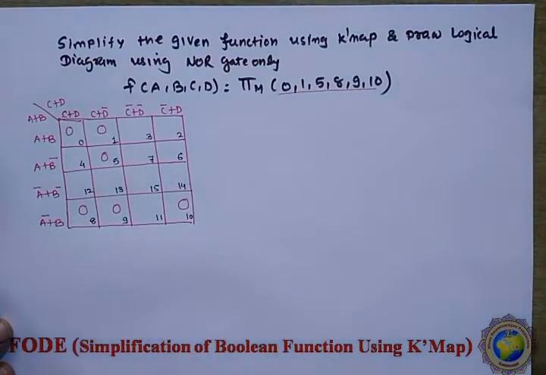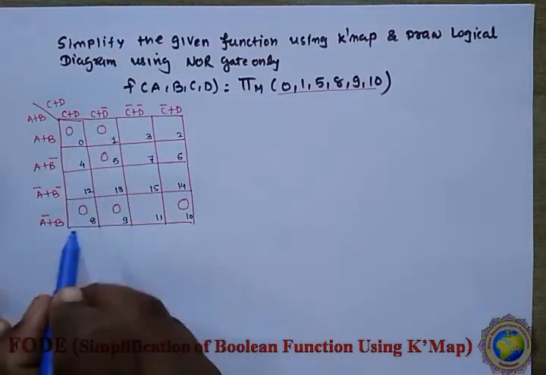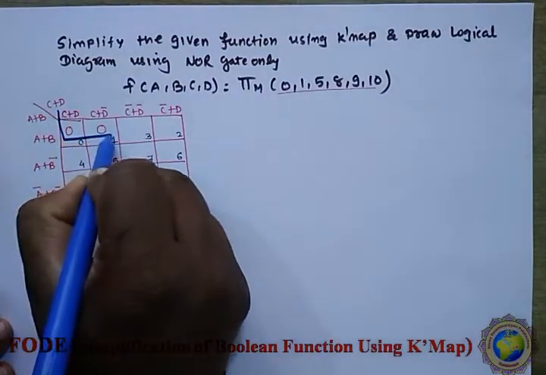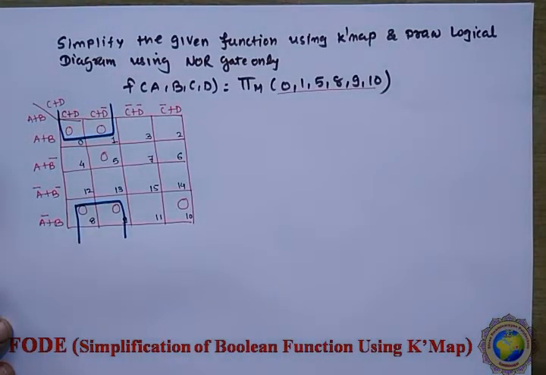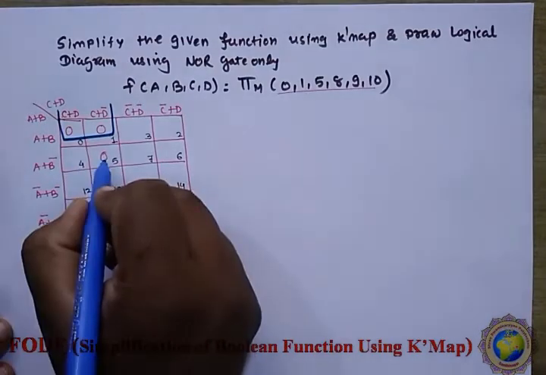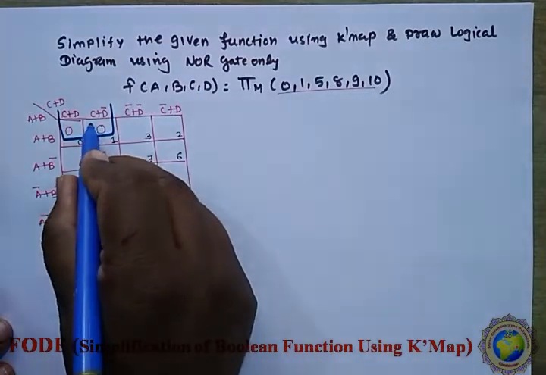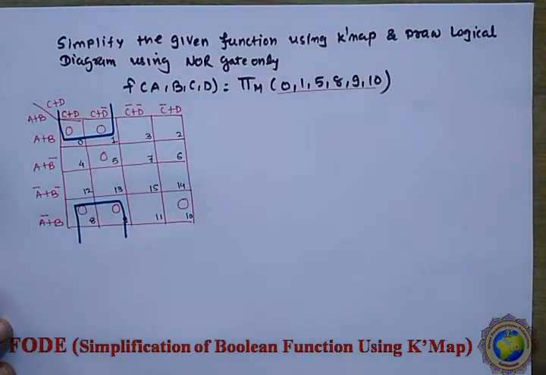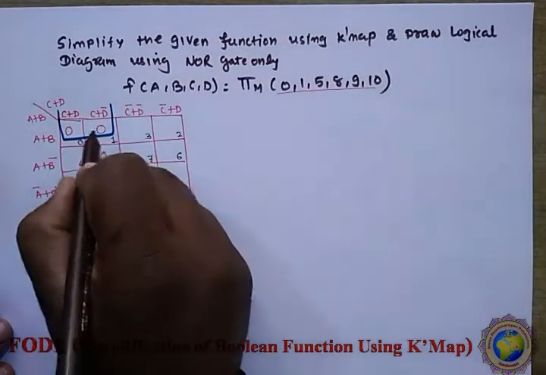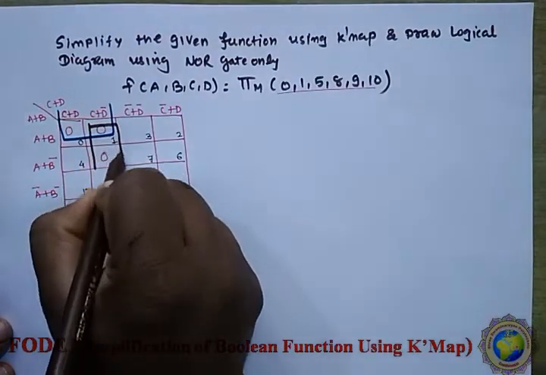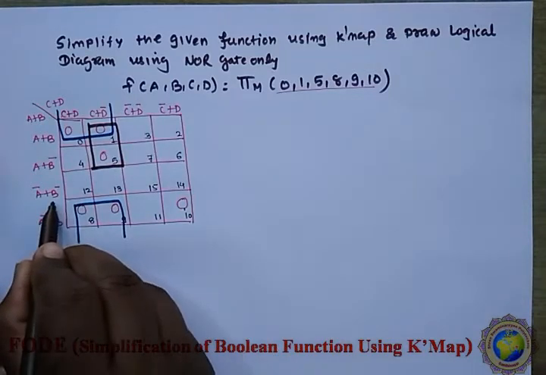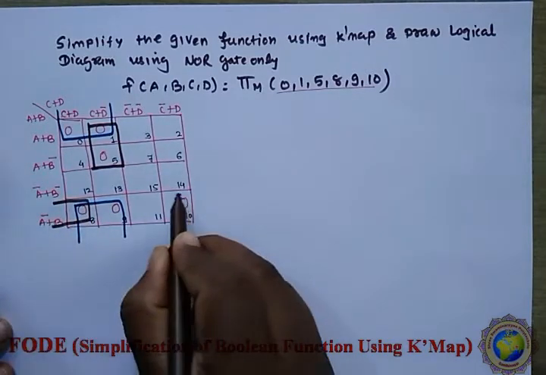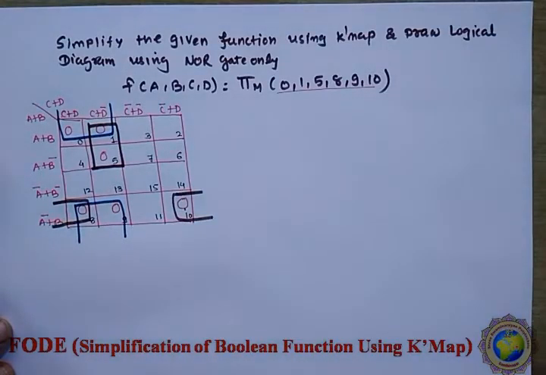Now try to make groups. Now see here, this is 0 0 and this is 0, so we can make the quad. This is known as the rolling of the map. Now this 0 remains, the adjacent has a 0, so you can make a pair of 1 and 5. Also this 0, and at this side there is a 0, so you can make a pair.